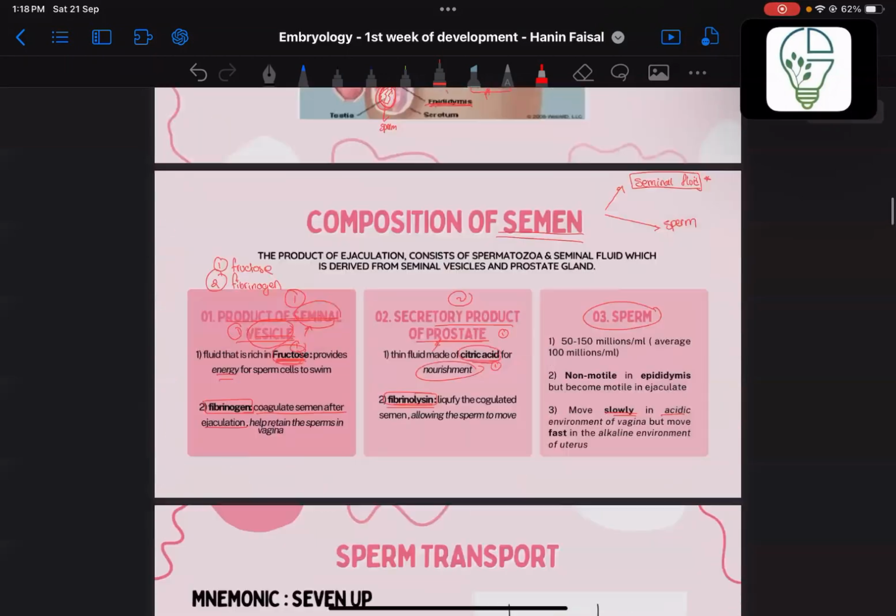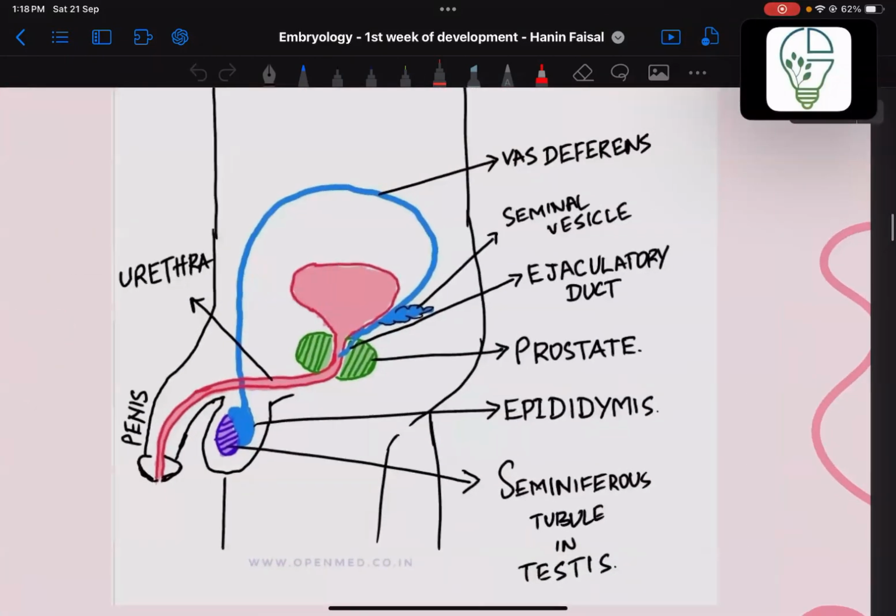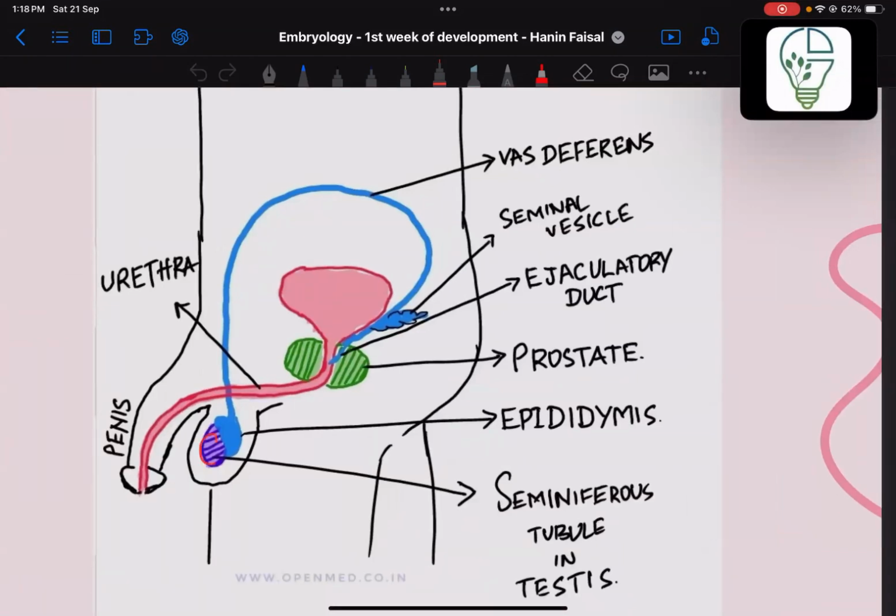Okay. Now let's recap again. We said the sperm is formed where? In the seminiferous tubule. And then where will it go? Where will it be stored? In the epididymis. When it's stored in the epididymis, it's non-motile.